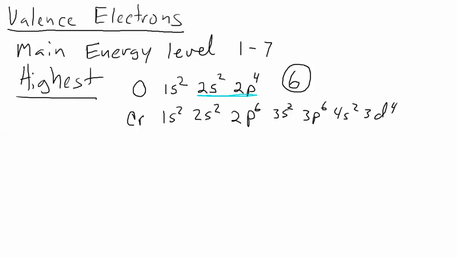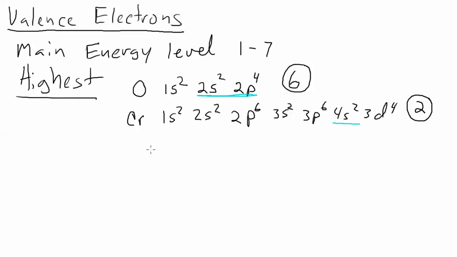But let's look at chromium, because chromium is a little weird. Chromium has energy levels 1, 2, 3, and there's a 3d over here, and 4. So the highest main energy level in a chromium atom obviously is 4. And how many electrons are in that highest main energy level? There are 2. So that means that chromium has 2 valence electrons.